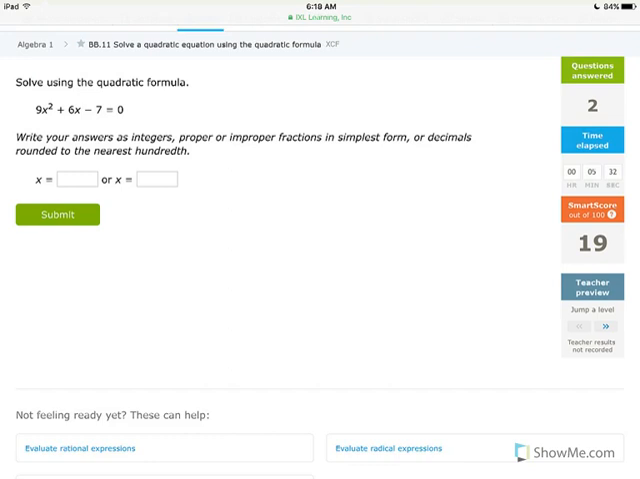And let's go ahead and set up and work through another one. So here's another example. Before you start, make sure you determine what your A, B, and C values are. So our A value will be 9. Our B value, the middle term, will be 6.